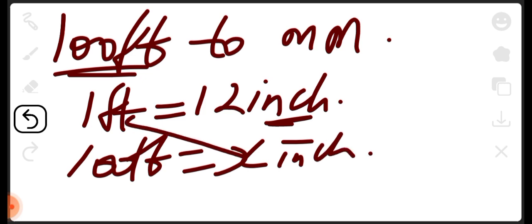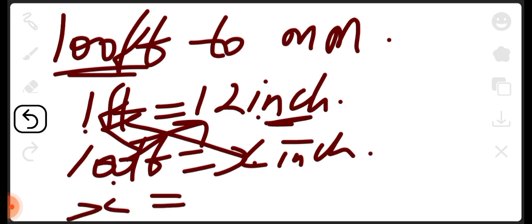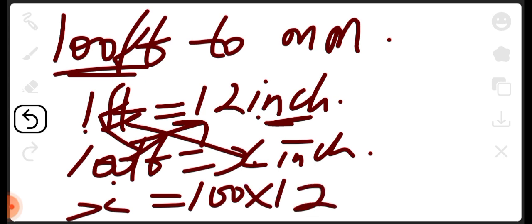So you just multiply this with this, multiply this with this. 1 times x, that'll be x. 100 times 12, that'll be 100 times 12. You see, we have multiplied with 1 and 12. I remember I told you before.